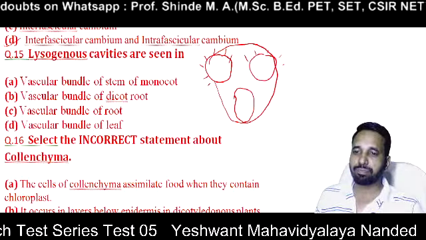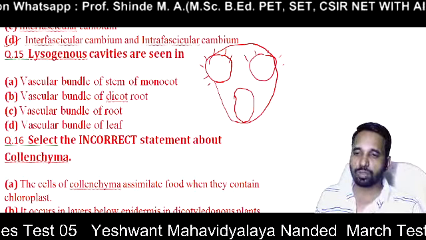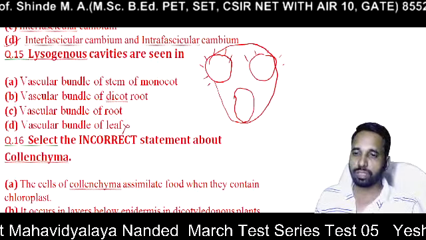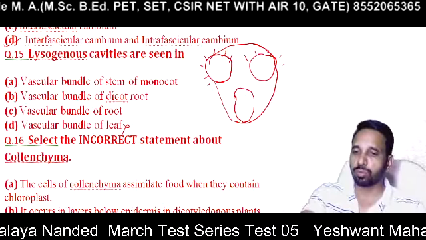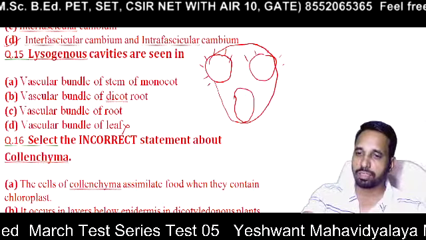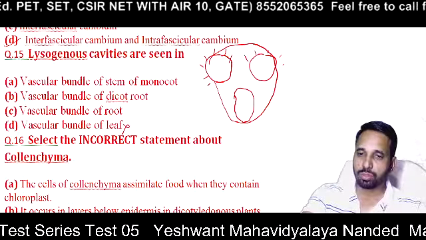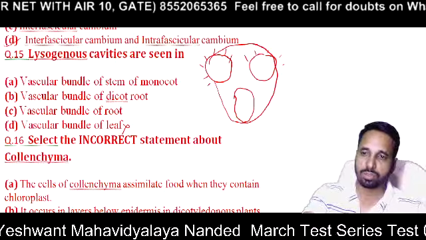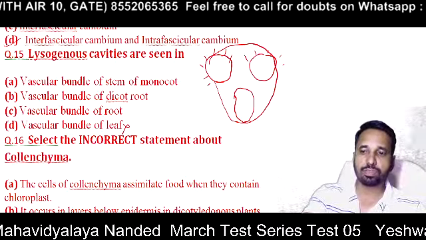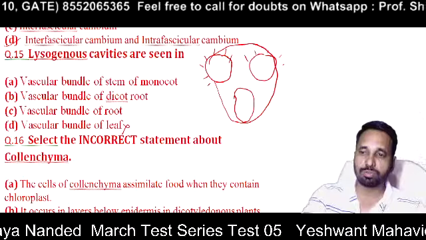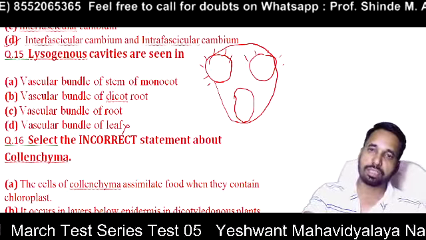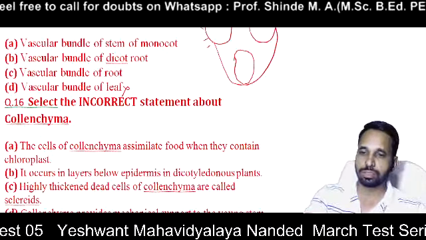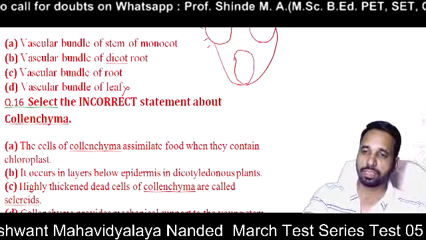So they are seen in: vascular bundle of stem of monocot, vascular bundle of dicot root, vascular bundle of root, vascular bundle of leaf. So no question of leaf. Then there is the point for root, dicot root, and then stem of monocot. So lysogenous cavity is seen only in the vascular bundle of stem of monocot. You must remember this one. I can understand that this is a bit out of context of NCERT, but as I told you, there are a few such questions, and this is among those. So option A is the right answer.